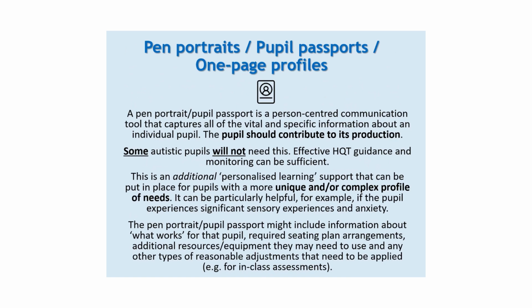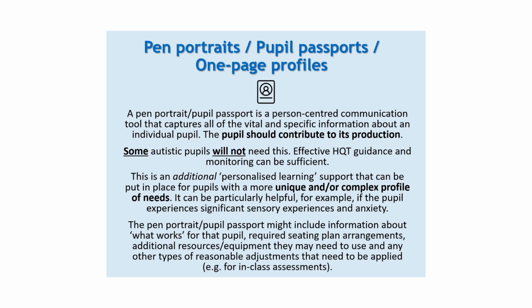Pen portraits, pupil passports, and one-page profiles. A pupil passport is a person-centered communication tool that captures all of the vital and specific information about an individual pupil. The pupil should contribute to its production. Some autistic pupils will not need this. Effective high-quality teaching guidance and monitoring can be sufficient.